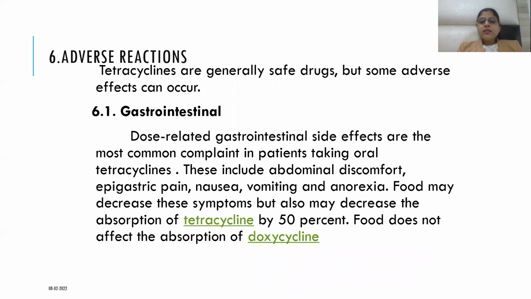Gastrointestinal effects, as I've already told you, include abdominal discomfort, epigastric pain, nausea, vomiting, and anorexia. Food may decrease these symptoms, but it also decreases the absorption of tetracycline by 50%. Food does not affect the absorption of doxycycline. So for tetracyclines, food decreases the symptoms of diarrhea too, but it also decreases the absorption.